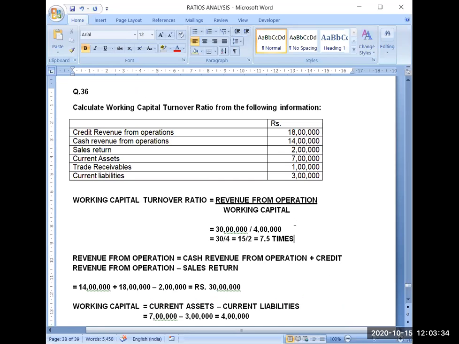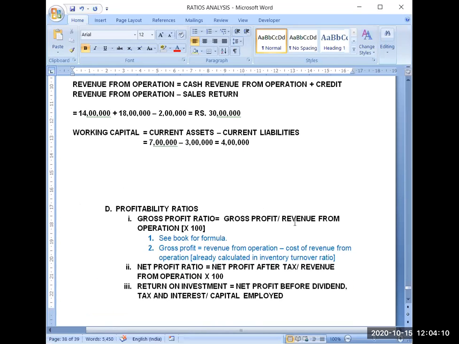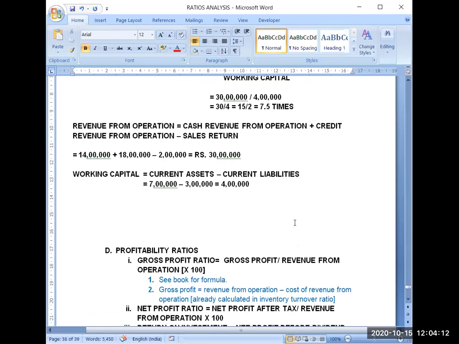So till now, we have covered two liquidity ratios: one is current ratio and one is liquidity ratio. We have covered four solvency ratios: debt equity ratio, total assets to debt ratio, propriety ratio, and interest coverage ratio. And then we have covered four of the activity ratios: inventory turnover ratio, trade receivable turnover ratio, trade payable turnover ratio, and working capital turnover ratio. So 4 plus 4, 8 plus 2, 10 ratios we have covered till now. Only one type of ratios is now left, that is profitability ratios. So that we will be doing.